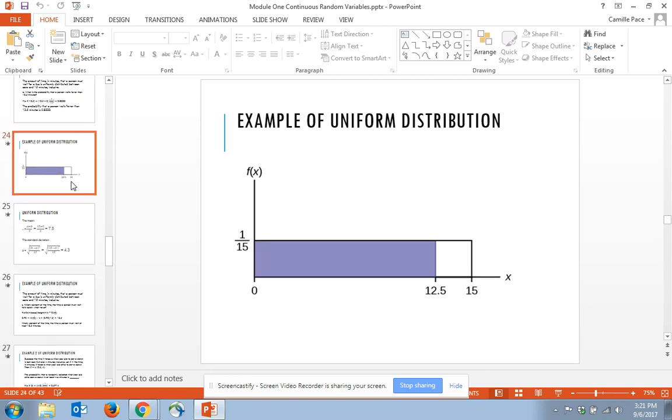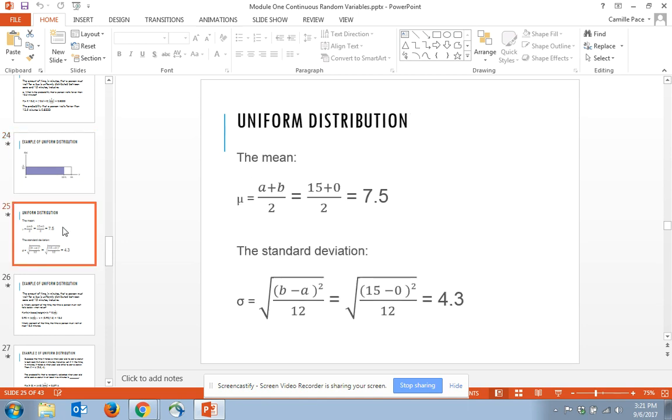And here I drew it out for you so you could see it. All right? I need to find the mean and the standard deviation, and I did this here just by plugging in and solving. The mean is 7.5. The standard deviation is 4.3.